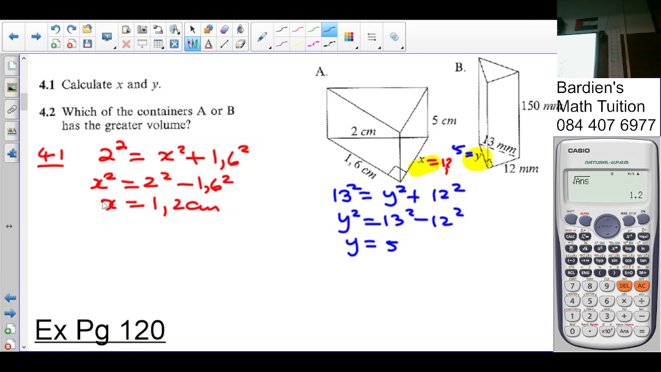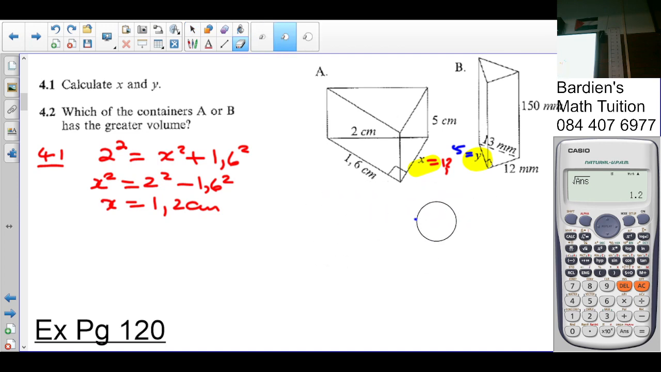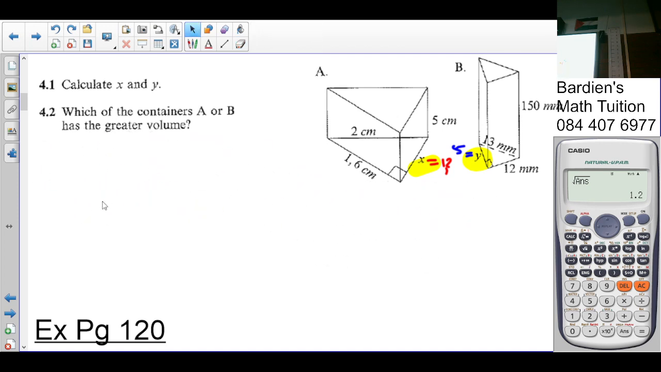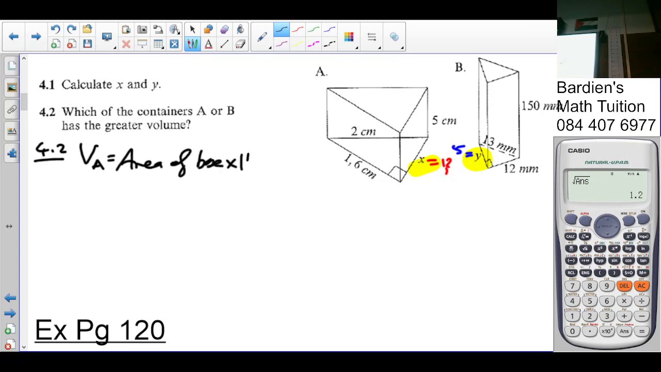Now in the second question, I'm going to take this off here. (4.2) Which of the containers A or B has the greater volume? How do you calculate volume? So you're going to calculate the volume of shape A. Area of base times height. What type of shape is this base? Triangular base. Are you with us, my girl? Still glad you're amongst the living?